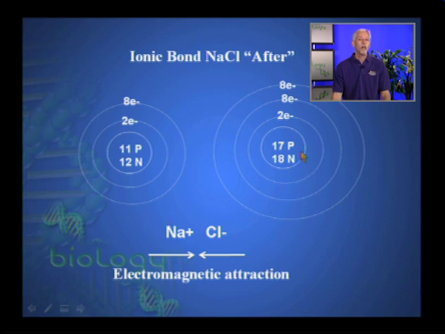Chlorine, on the other hand, now has 17 positively charged particles in the nucleus, 18 negatively charged electrons in the orbitals or shells, so it takes on a charge of -1. As you may know, opposites attract, and so it is this electromagnetic attraction that holds the sodium and the chlorine together. So this is our after picture.